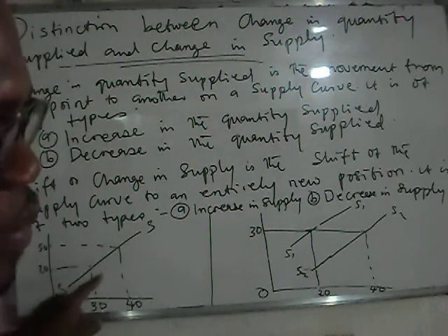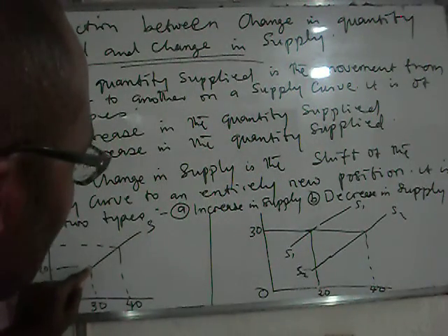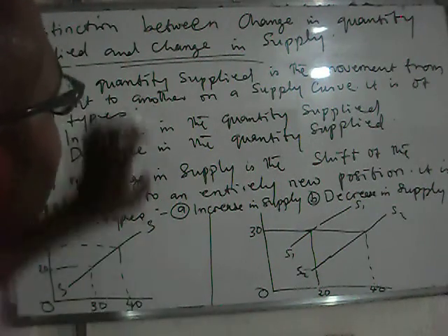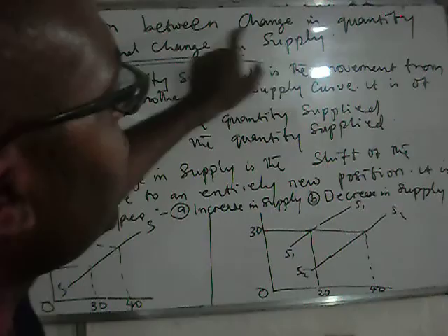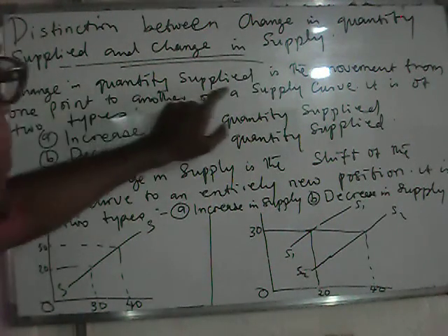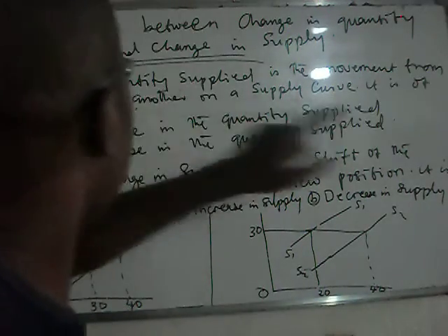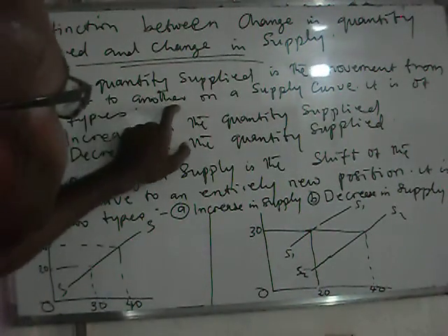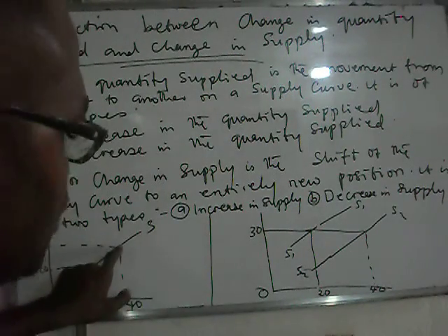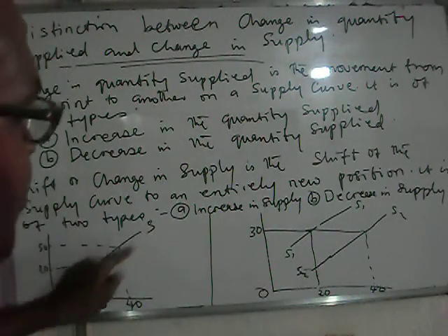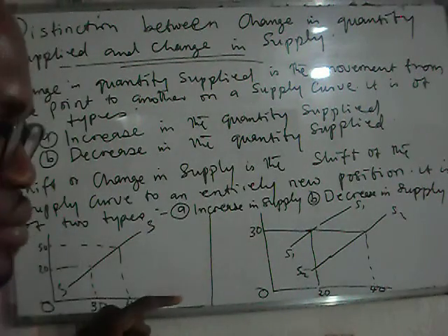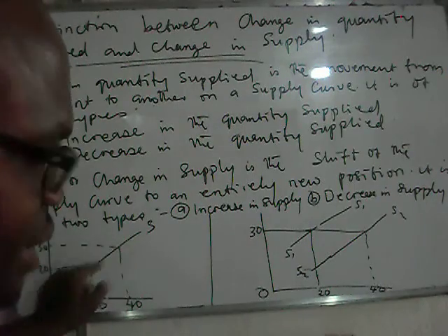But here there is only one supply curve, but there is a movement from one point on the curve to the other. Is that clear? And that is the whole essence of the distinction between change in quantity supply and the change in supply. Change in quantity supply is the movement from one point to another on a supply curve. And it could be increase or decrease.